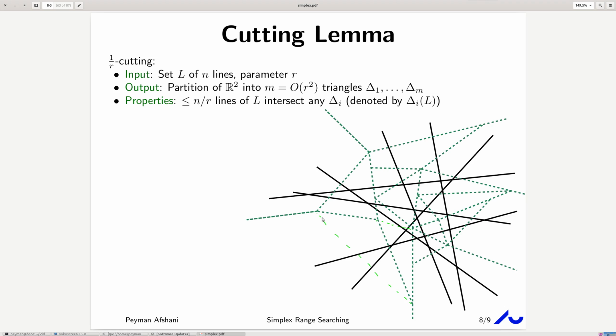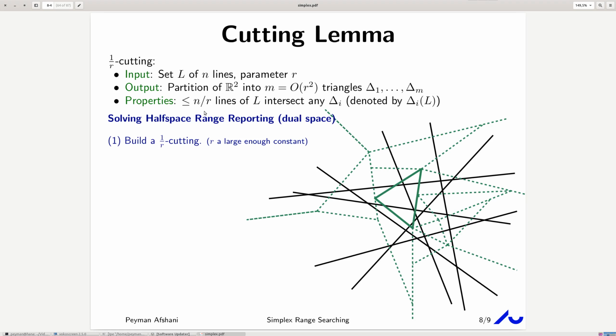Okay. So you cover the plane with roughly r squared triangles. The property of these triangles is that when you look at every triangle in the picture, it is intersected by at most n over r of the input lines. The cutting lemma shows the existence of such a covering. We're not going to prove it. Again, the proof is beyond the scope of this course, and it requires a PhD level course to do it.